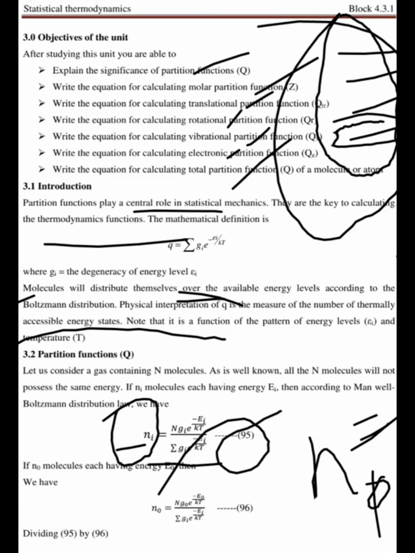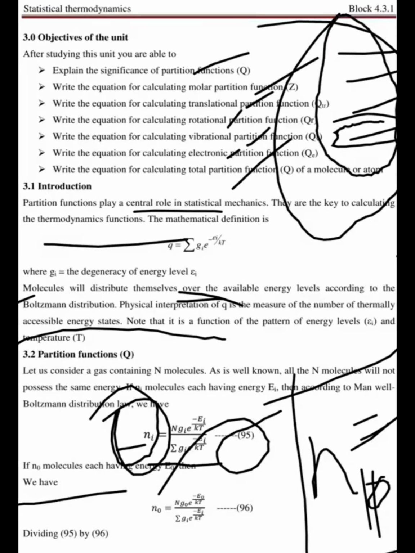So here N0 molecules have the energy level E0, N1 molecules have E1, and N2 molecules have E2. That is denoted by Ni.